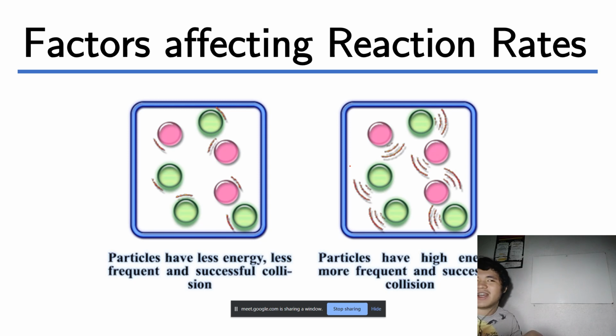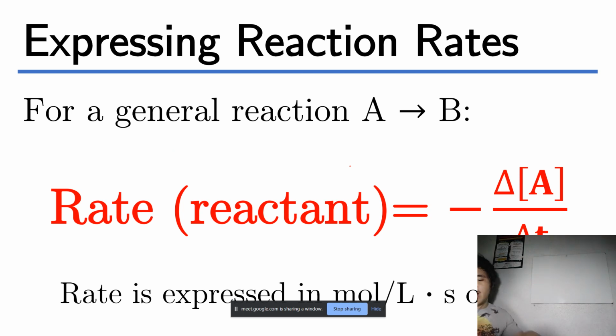ayan, they're not that active. Di sila masyado nagbabangga-bangga sa isa't isa. Pero pag increase natin yung temperature, ayan, more energy sila, mas mabilis sila magbangga sa isa't isa. Therefore, mas frequent and mas successful ang ating mga collision. Gets naman?